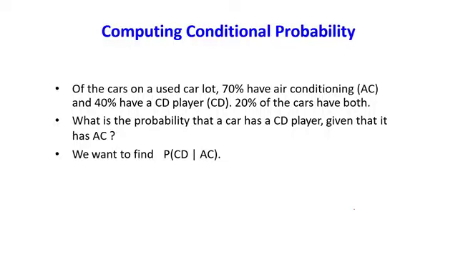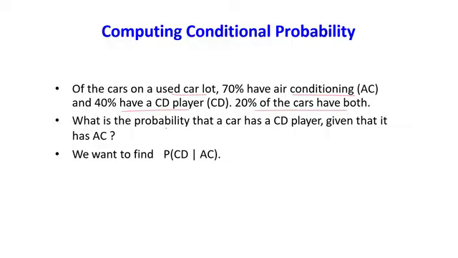Now let's take this example and quickly see how this conditional probability works. For example, from the used cars lot, 70% have air conditioning, and 40% of the cars have CD players, and 20% of the cars have both. So this is the kind of information we have about all these used cars.